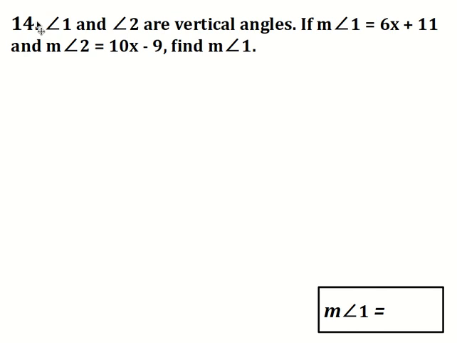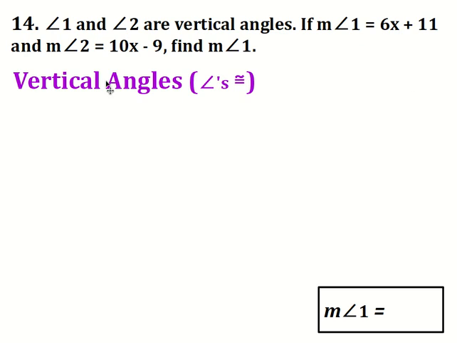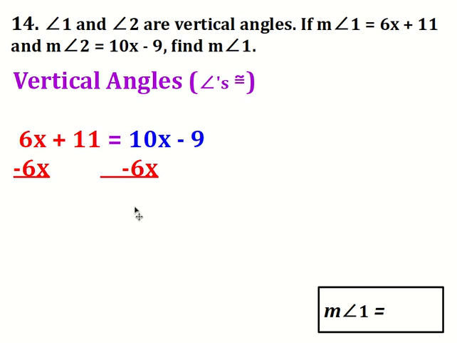Question 14. Angle 1 and angle 2 are vertical angles. If the measure of angle 1 is 6x plus 11 and the measure of angle 2 is 10x minus 9, find the measure of angle 1. So first thing we have to say is, okay, what does vertical angles mean? Vertical angles mean that our angles are congruent, so we can set those equal to each other. Start moving the variables over to solve. So we're going to subtract 6x from both sides. 11 equals 4x minus 9.